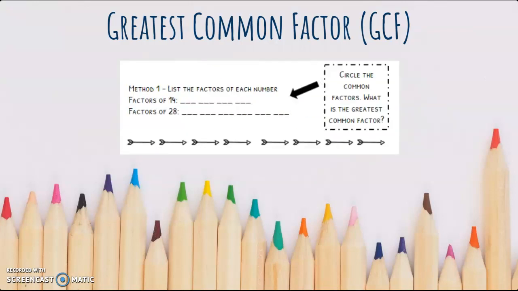There are two methods of finding the greatest common factor. Method one is to list out the factors of each number and then circle the factors they have in common to see which one is the greatest.